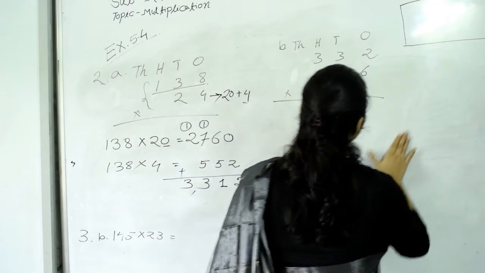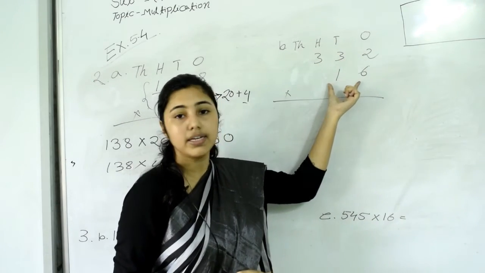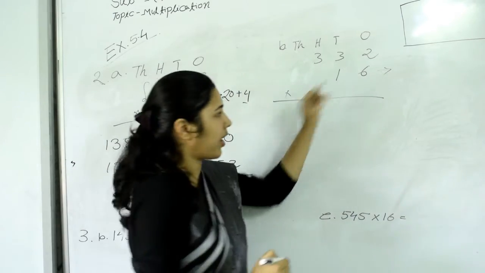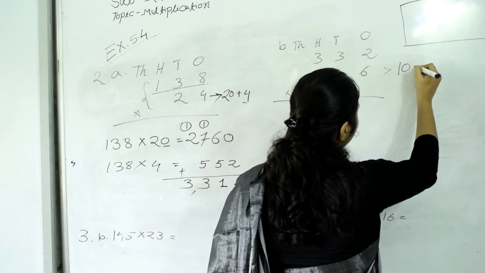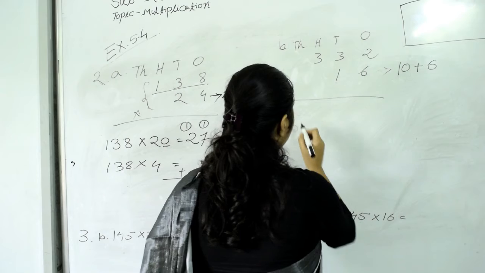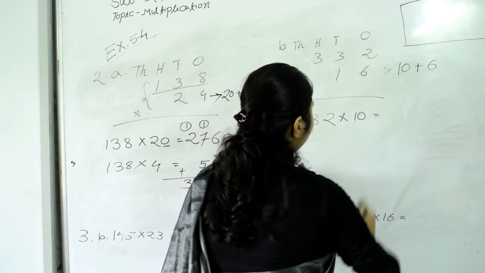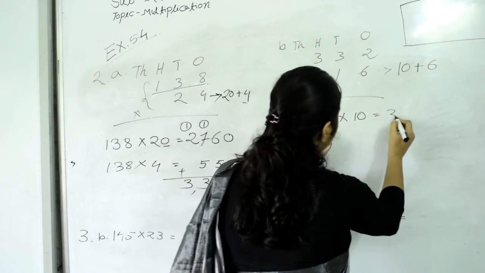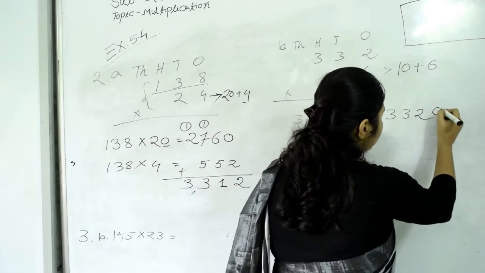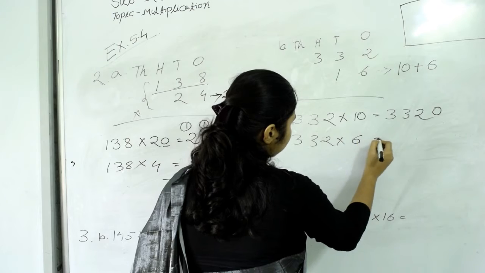Next, here we have to multiply 332 by 16, which means 16 is our multiplier, right? So first split 16 as 10 plus 6. Now multiply this number with 10. We know that we will get the number itself and then 0 in ones place. Next multiply this number with 6.